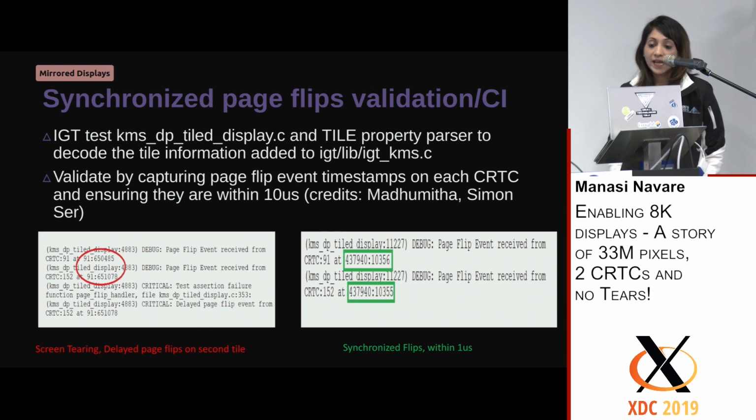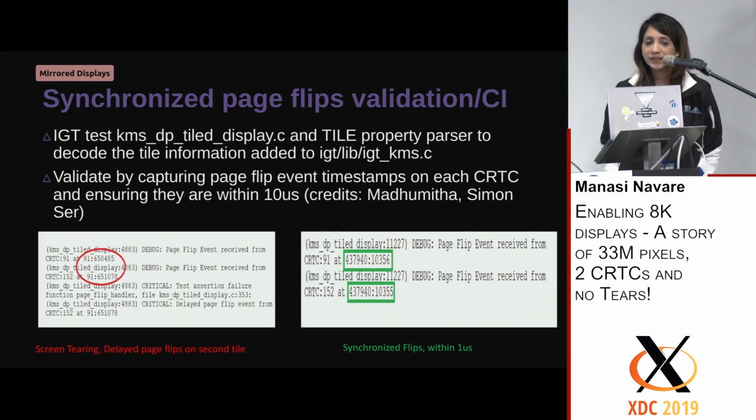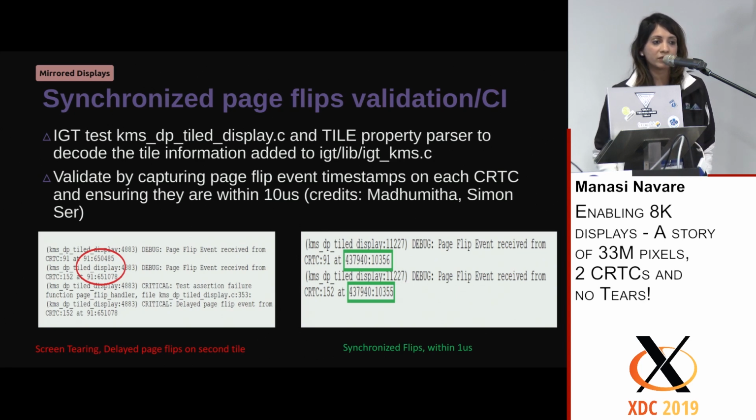So how did we validate this? So far, I have only validated this with IGT. There are still some issues that I have with actually validating with X server and Wayland. But the kernel functionality works because I was able to test the page flip timestamps using an IGT test. So I wrote this IGT test. It's already upstreamed in the IGT suite.